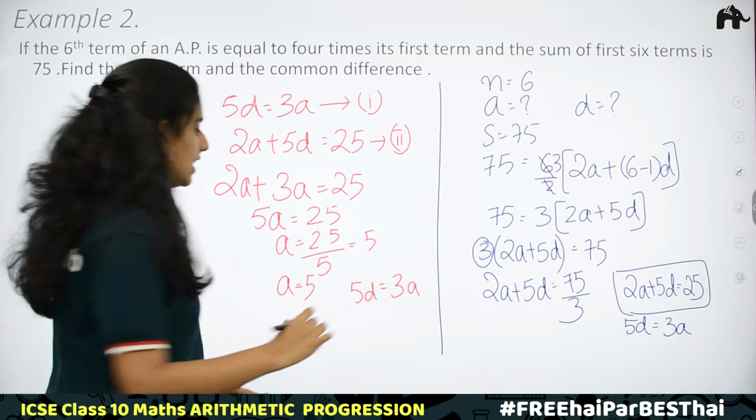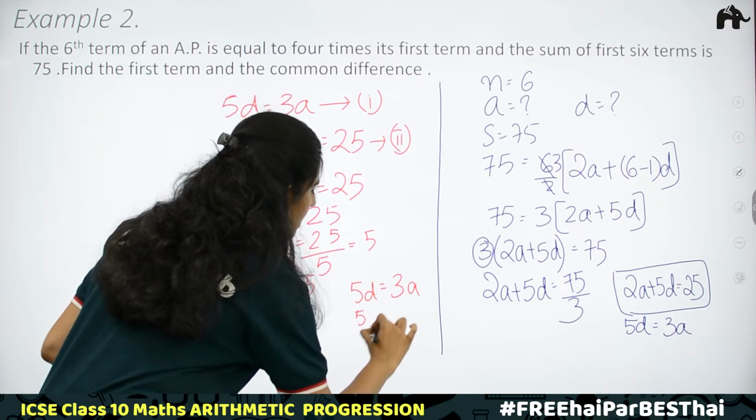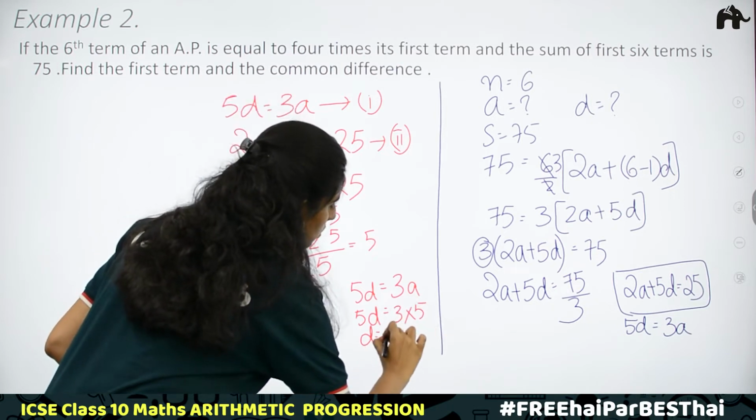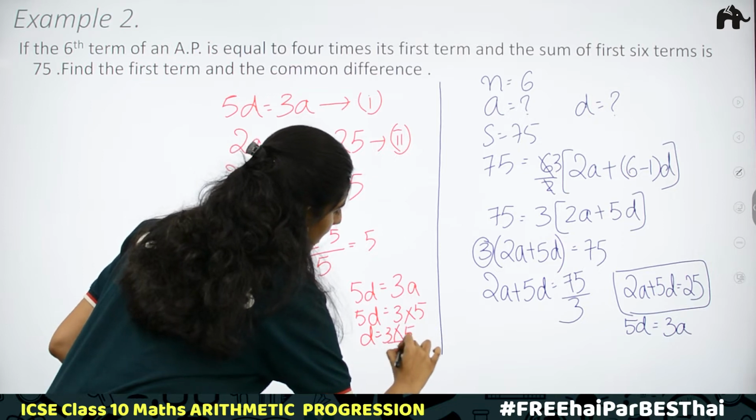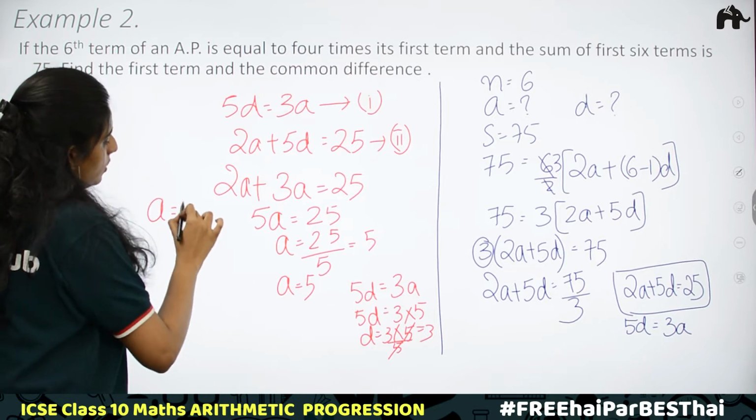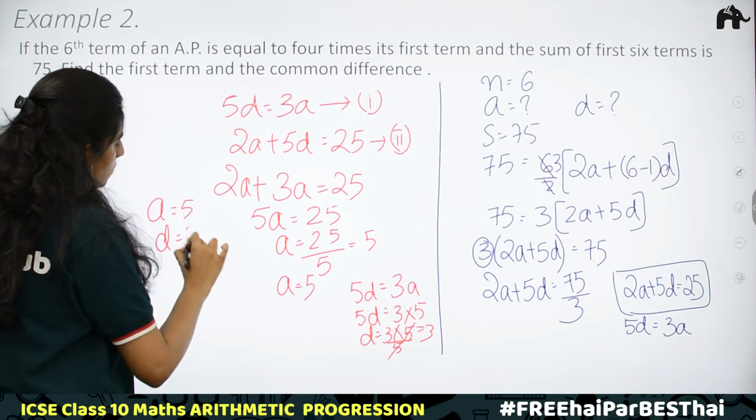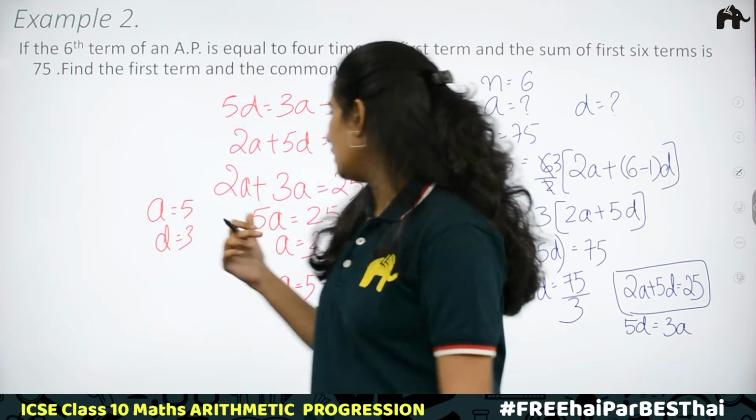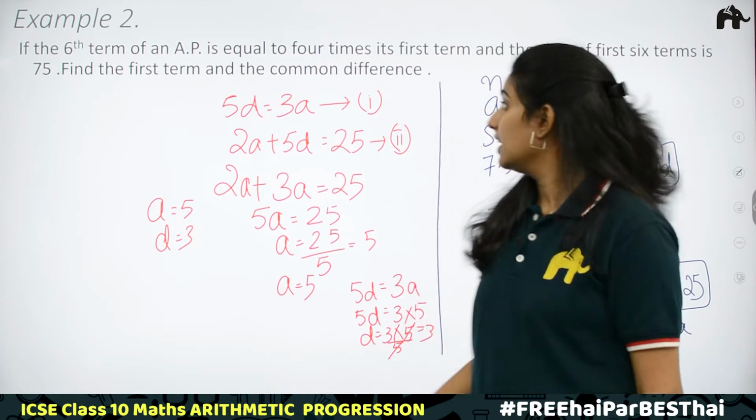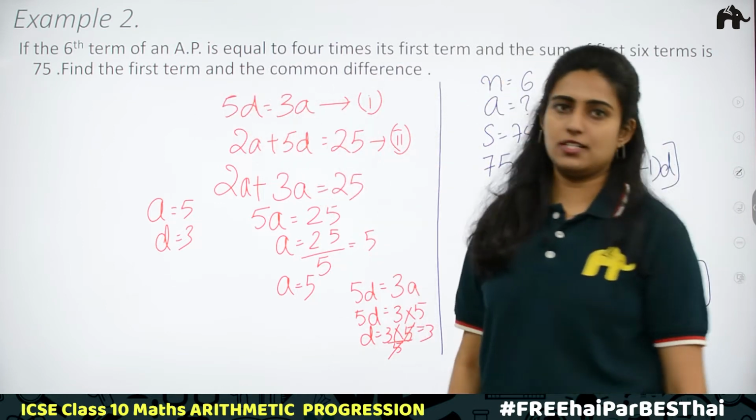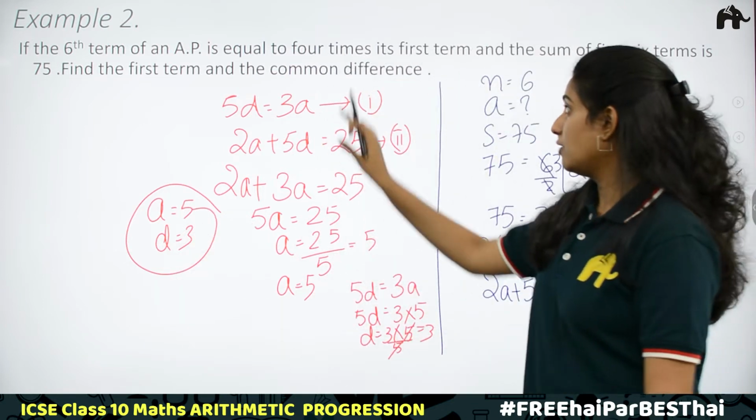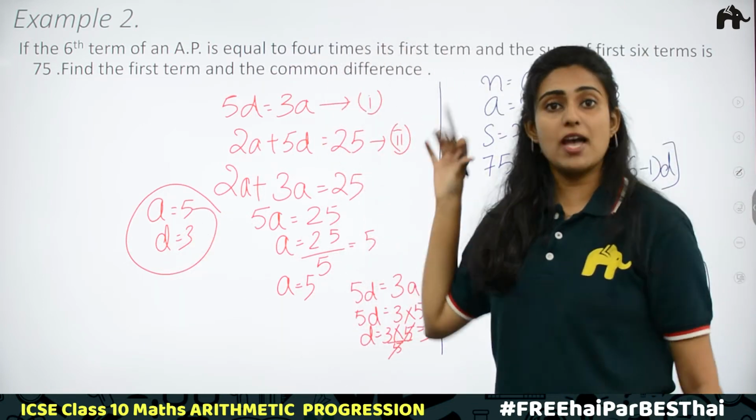Substituting the value of A here, we get 5D is equal to 3 into 5, or D is equal to 3 into 5 divided by 5. Cancelling 5, we get 3. Therefore, the value of A is equal to 5 and D is equal to 3. The first term of this AP is 5 and the common difference in this AP is 3. We were asked to find the first term and common difference. These are the values of first term and common difference. We have to first change the statement into mathematical form.